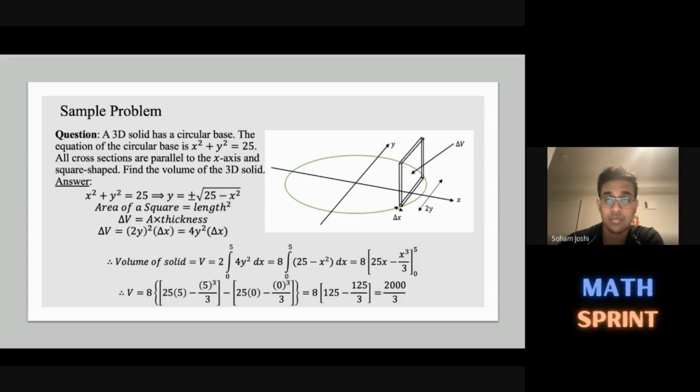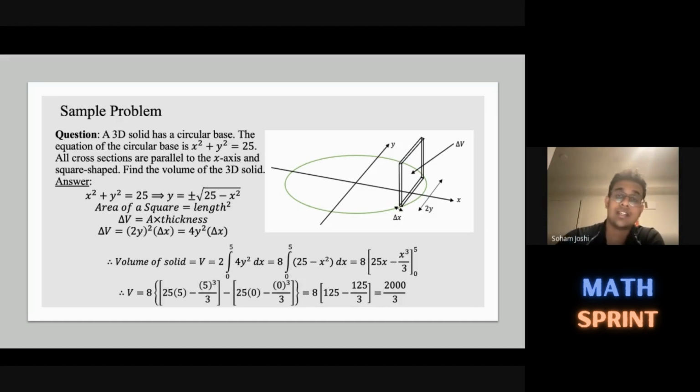We know that the thickness of each cross section is very small, so we're going to let it be delta x. We know the area of a square is the square of its length, so we'll let delta V be equal to the volume of each square-shaped cross section. The cross-sectional area is 4y squared, and the thickness is delta x. Since delta V is equal to the cross-sectional area multiplied by the thickness of each slice, delta V can be expressed as 4y squared times delta x.